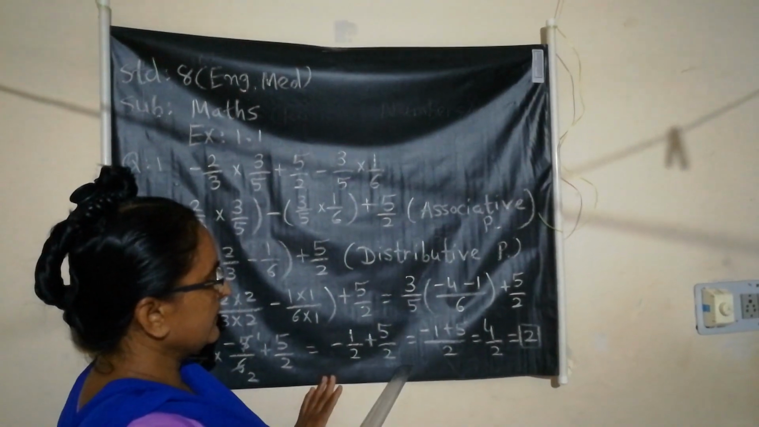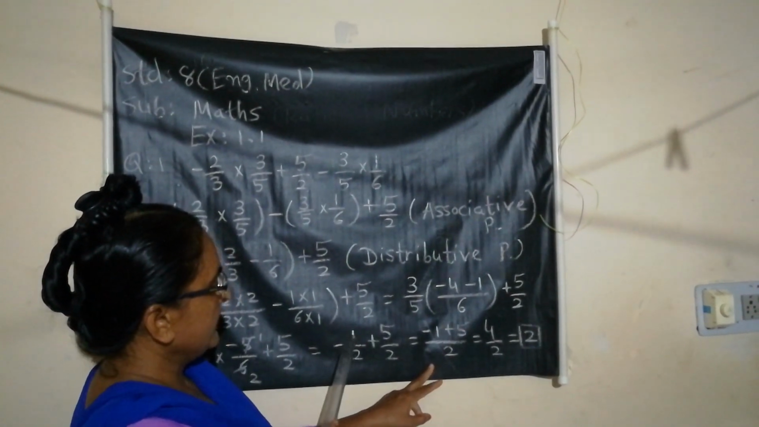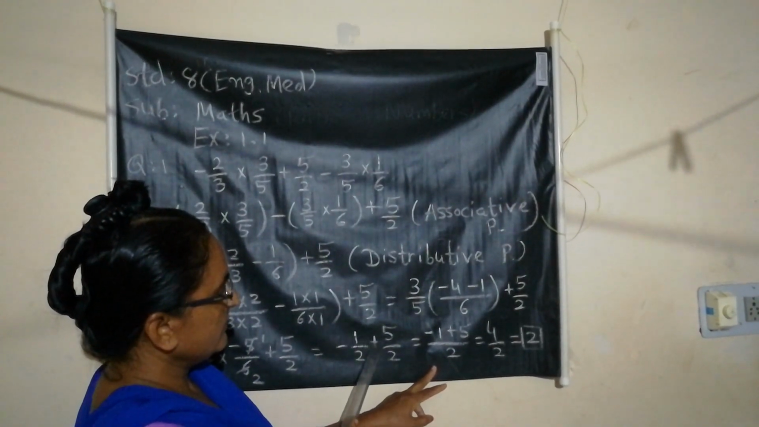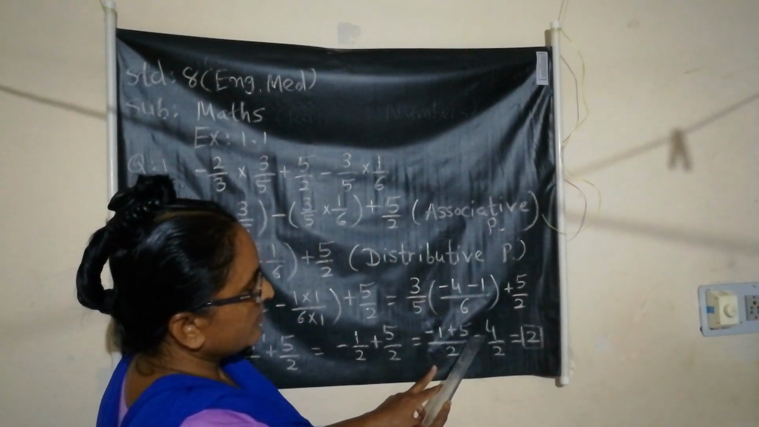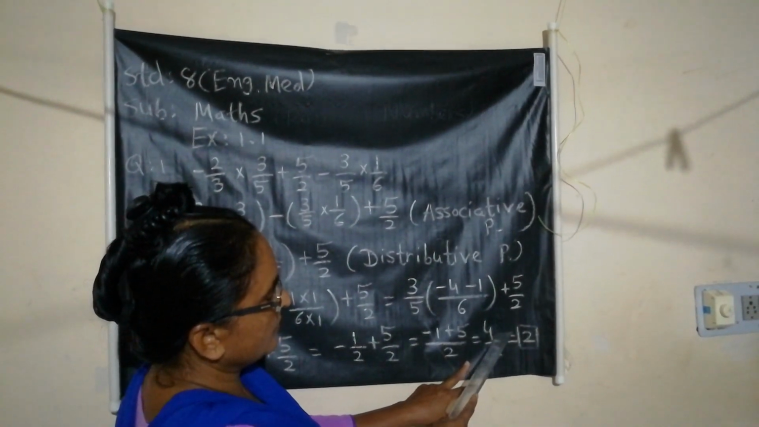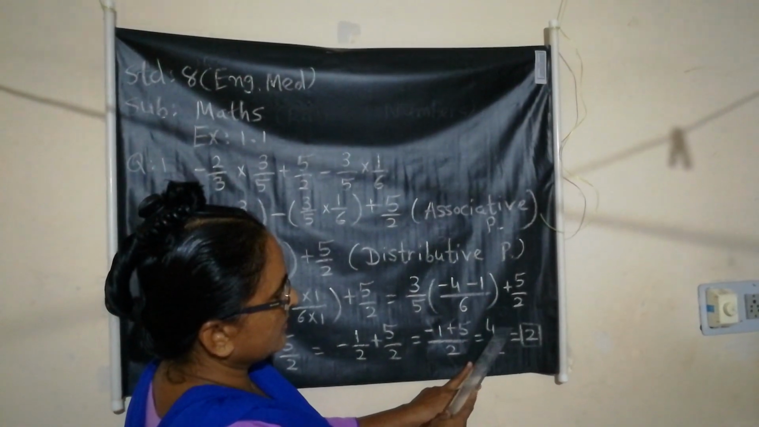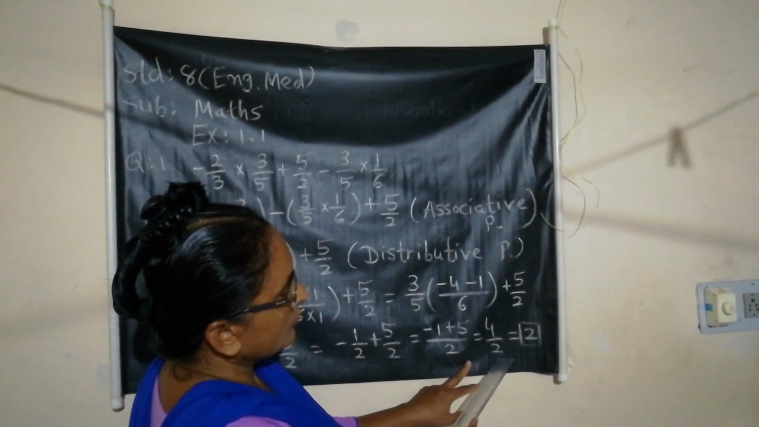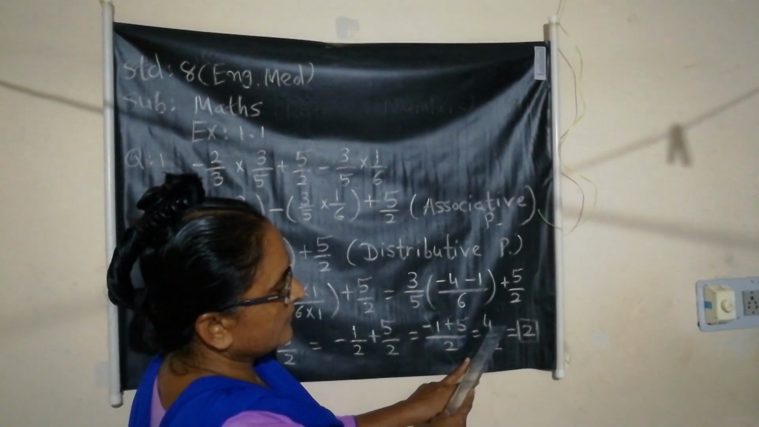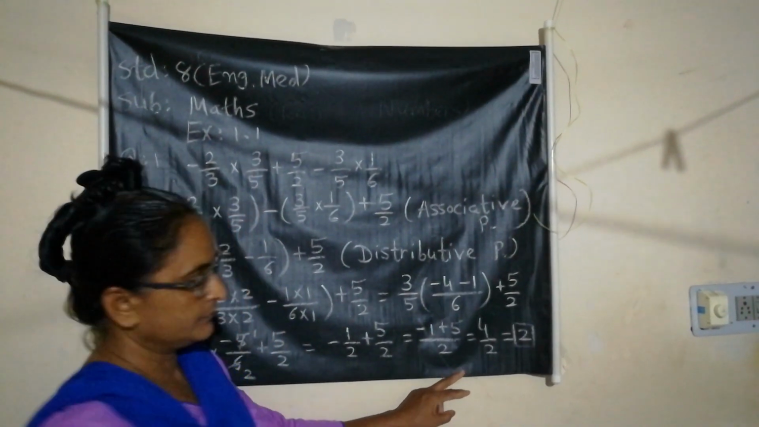Here the denominator is the same. Therefore, 2 is the denominator and the numerator is negative 1 plus 5. Negative 1 plus 5 means 4: 5 minus 1 equals 4 and the sign of the greater digit, therefore 4 upon 2. 2 ones are 2, 2 twos are 4. Therefore, the answer will be positive 2.